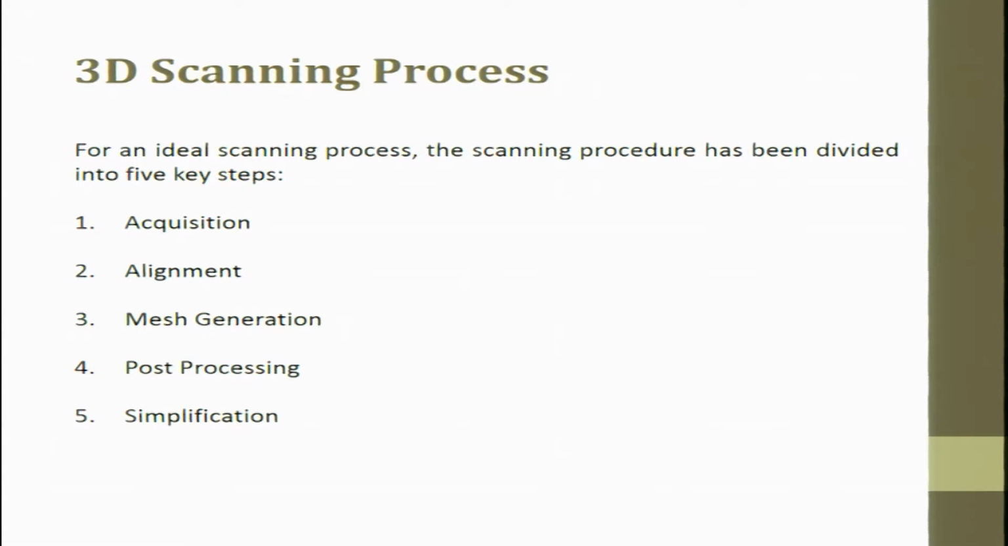We will see that. In the 3D scanning process, for an ideal 3D scanning process, the scanning procedure has been divided into acquisition of data, alignment of data, mesh generation, post processing and simplification. These are the 5 steps involved in the 3D scanning process. Because you are trying to acquire, if it is not aligned in one particular plane, it is misaligned, so alignment is a problem. Mesh generation, post processing and simplification are the other major steps.